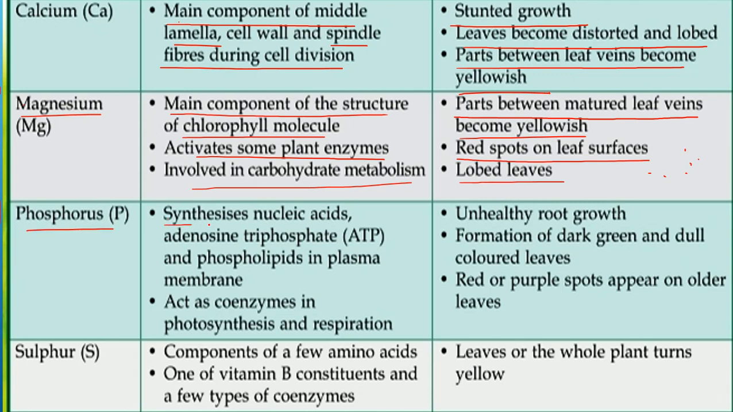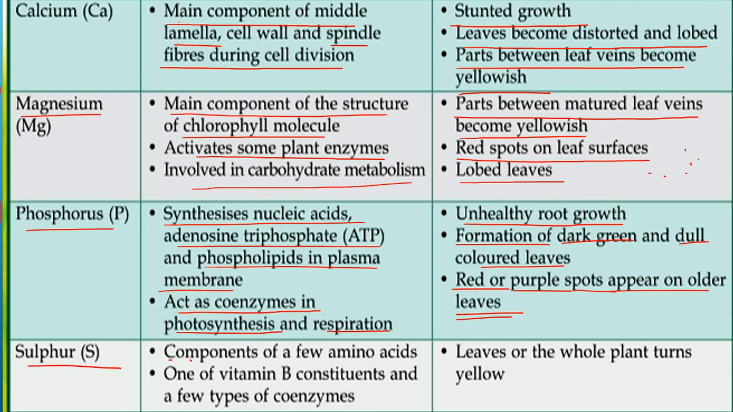Phosphorus is important in the synthesis of nucleic acid, adenosine triphosphate (ATP), and phospholipid in the plasma membrane. It also acts as a coenzyme in photosynthesis and respiration. Okay, deficiency: unhealthy root growth. The roots will not be healthy, and dark green and dull colored leaves will be formed, and also red or purple spots will appear on the older leaves. Okay, on the older leaves there will be red or purple spots.